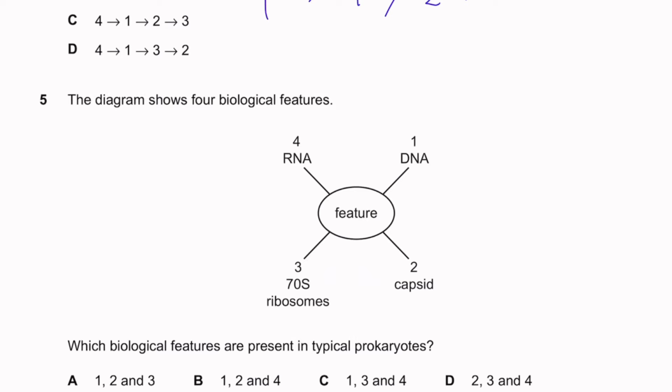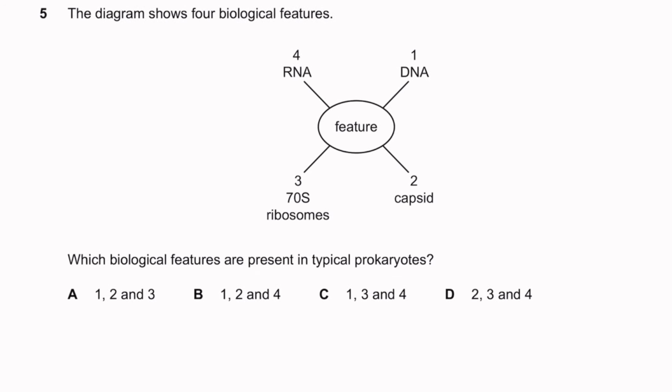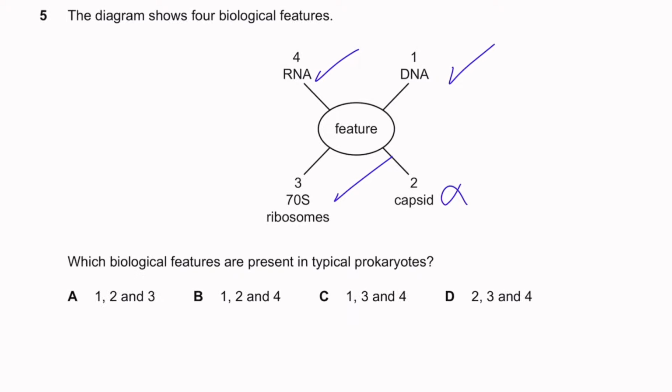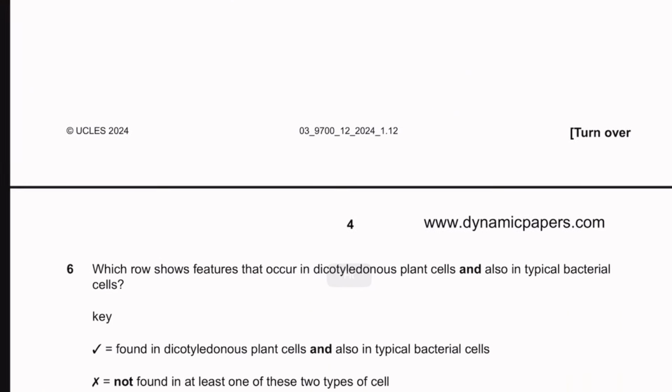Okay, the diagram shows 4 biological molecules. You have DNA, RNA, capsid, and 70S ribosomes. Which features are present in typical prokaryotes? DNA, RNA, and 70S ribosomes. Capsid is a structure typically found in viruses. The capsid is the protein coat formed of little protein units called capsomeres. Okay, so that's not going to be found in prokaryotes. That's 1, 4, and 3, which is C.